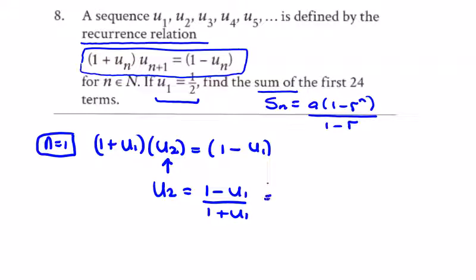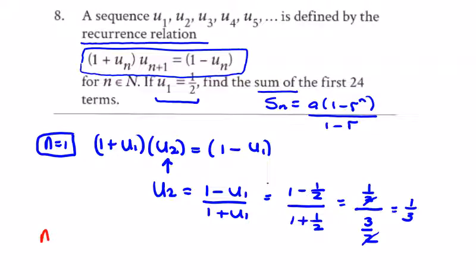And given that u1 is equal to a half, we have 1 minus a half on top and 1 plus a half on the bottom. So this is going to give 1 over 2. Your calculator will just do it for you from here if you don't want to do it manually. 1 over 2 divided by 3 over 2. If the denominators are the same, they cancel. So this is going to be equal to 1 over 3.